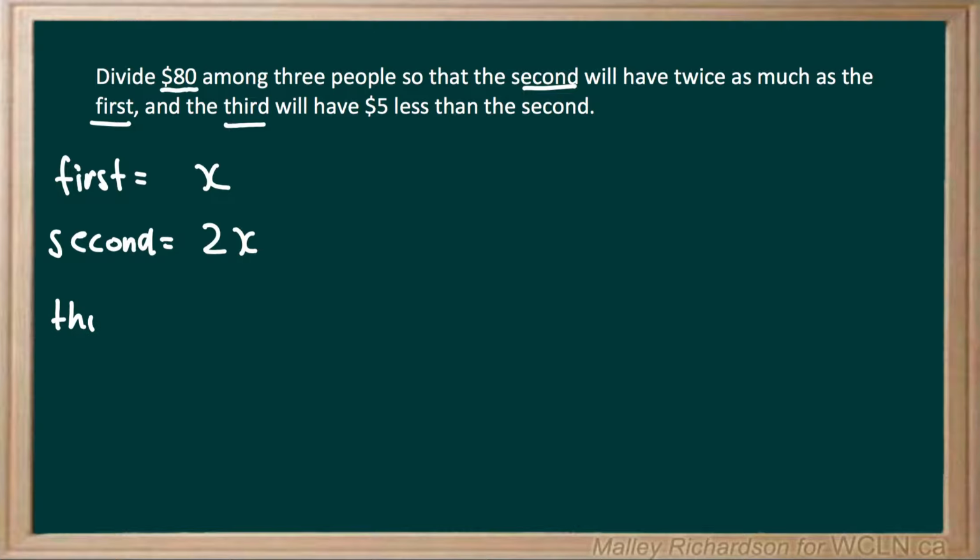Now let's look at the third. It says the third will have $5 less than the second. Less than means we're going to subtract. So we're going to take our second, which is 2x, and subtract it by 5.